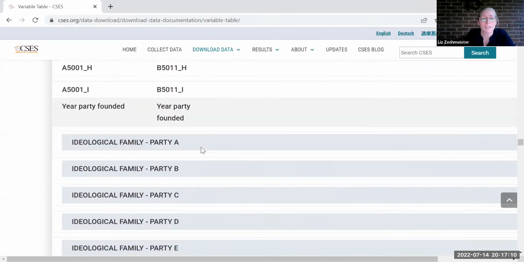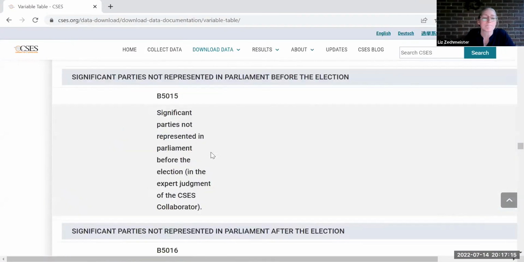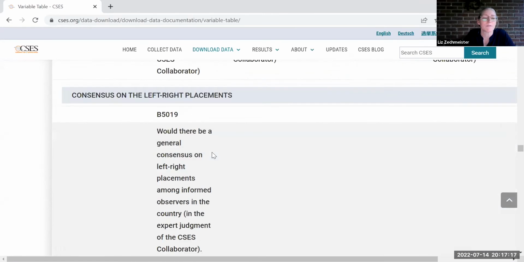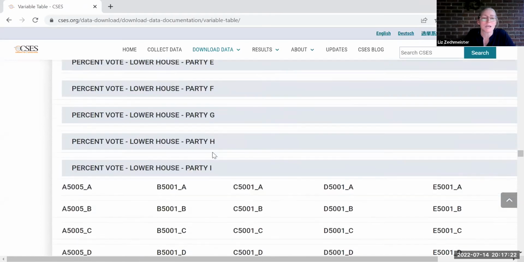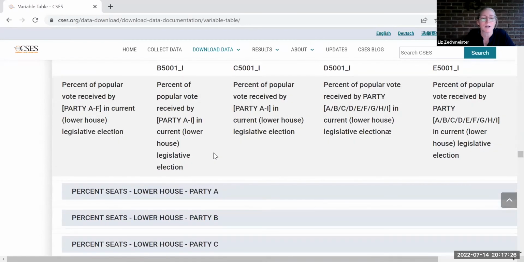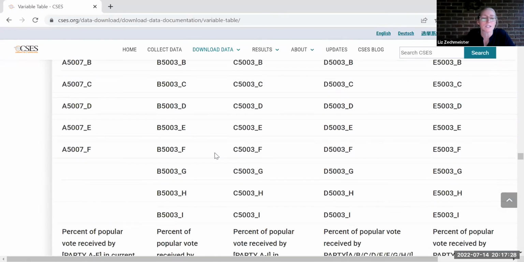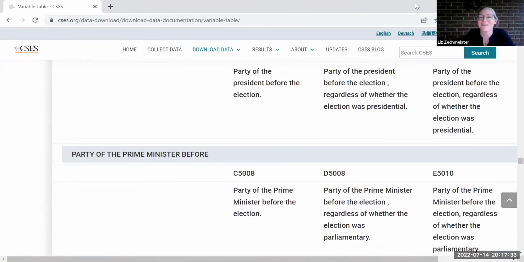The year that the parties are founded, the ideological family of parties. What else might be of interest to people? Left-right positions. Populism scale from this last module, percentage of vote that the different parties got in the lower house election, upper house. I'm probably making some people's eyes go nuts by scanning through it, but the point is there's a lot there. It's really quite an amazing database.